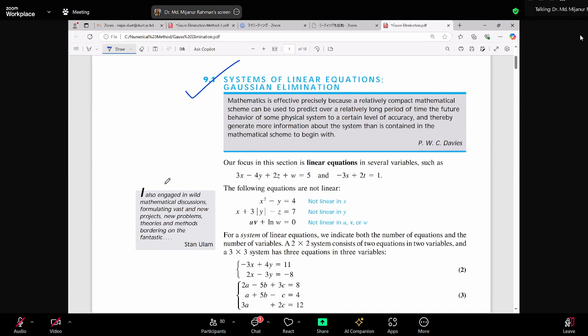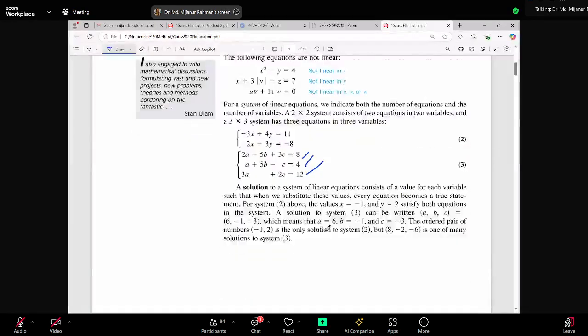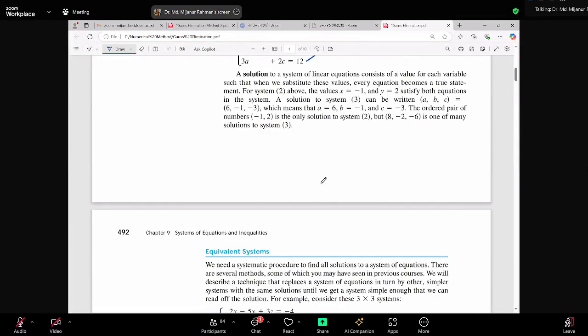Okay, thank you. So our focus in this section is linear equations in several variables. We don't know how many variables. How can we understand that a system is linear? If there are two unknowns and two equations, or three unknowns and three equations like this, we can say this is a linear system. A solution to a system of linear equations consists of values of the variables such that when we substitute these values, every equation becomes a true statement.